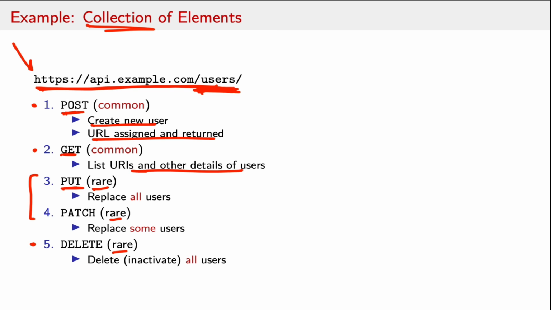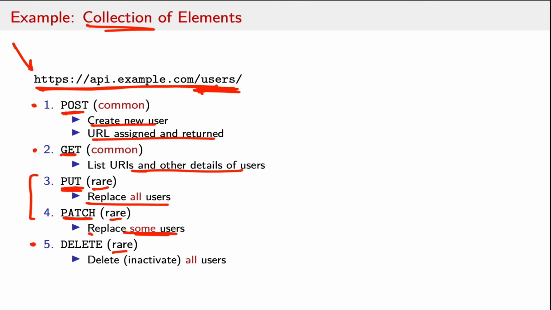So strictly speaking, if we were to implement a put request to this URL, we would be asking it to replace all of our users with some new set of users, which doesn't really happen very often. Similarly, if we were to send a patch, we would be saying, well, I want to replace some of my users, because put replaces the entire resource, patch updates an existing resource.